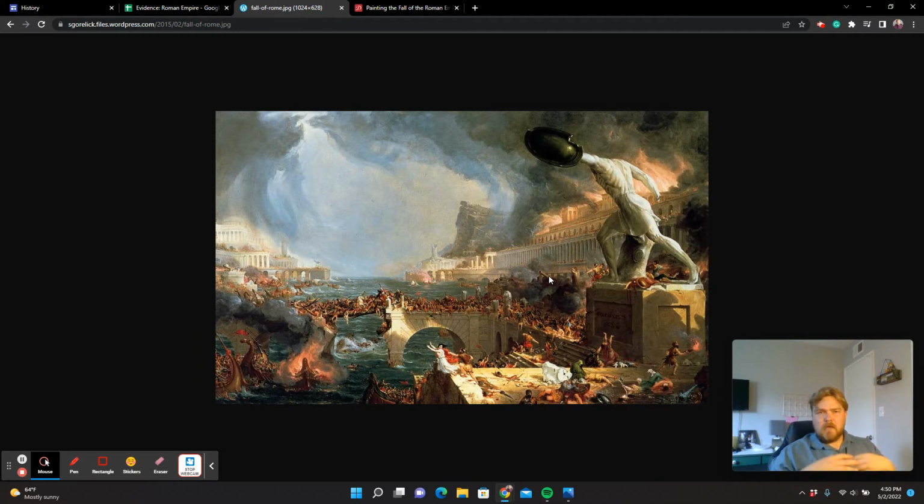So, for me, looking at this at face value, I would say this shows Rome as uncivilized, right? It shows Rome as chaotic, violent, and just full of bad things, really. But I'm going to look at the finer details. Okay, so looking at this painting, it is depicting Rome.